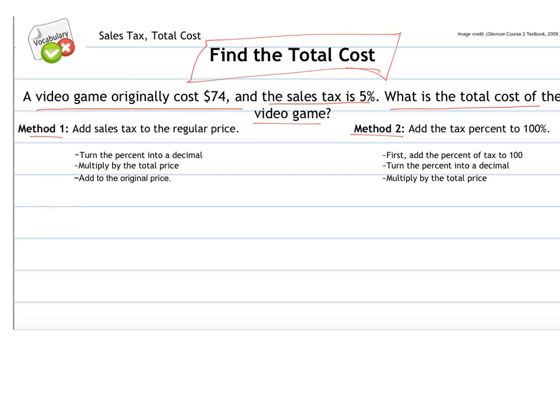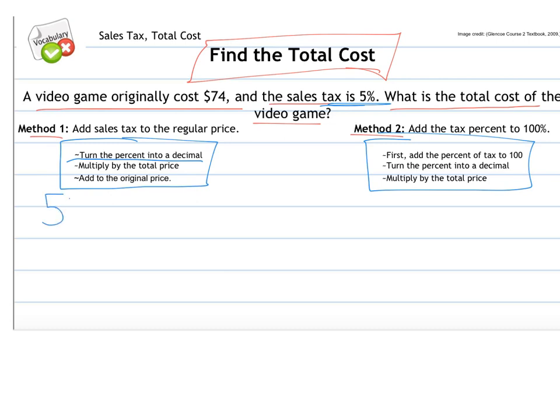And the sales tax is 5%. Okay, first we need to take our percent and change it to a decimal. So you might want to write these steps down for method 1 and for method 2 when we get there. The first one is to turn the percent into a decimal, which we're really good at. 5% is now going to be 0.05. Now we multiply by the total price. So we take $74 and multiply it times 0.05.